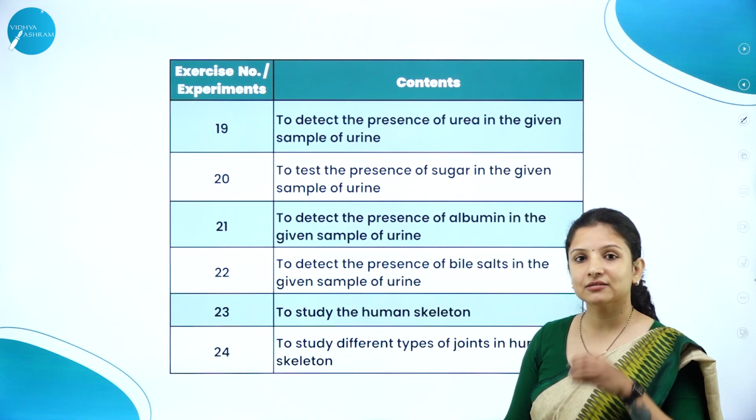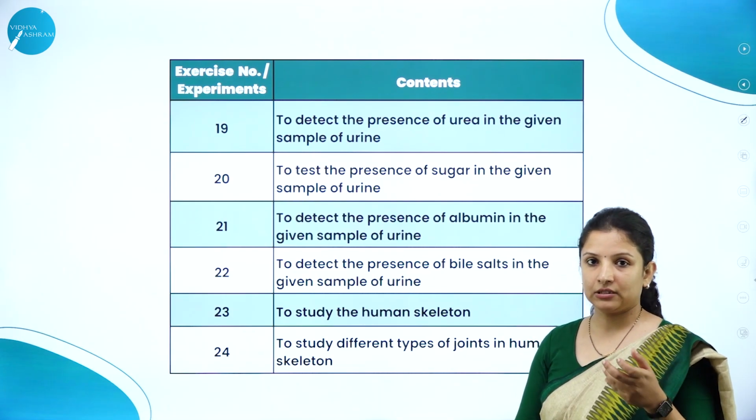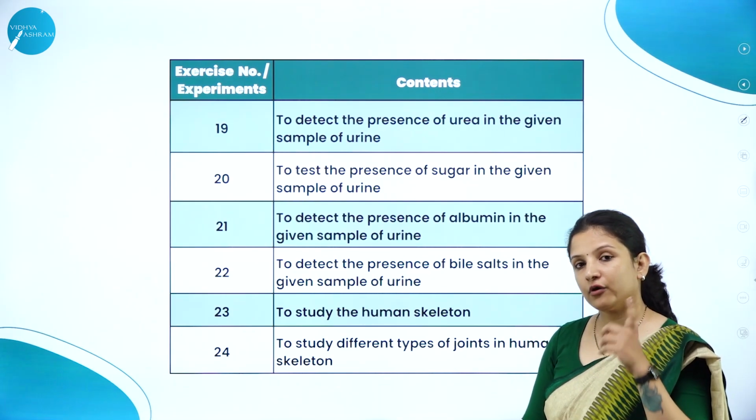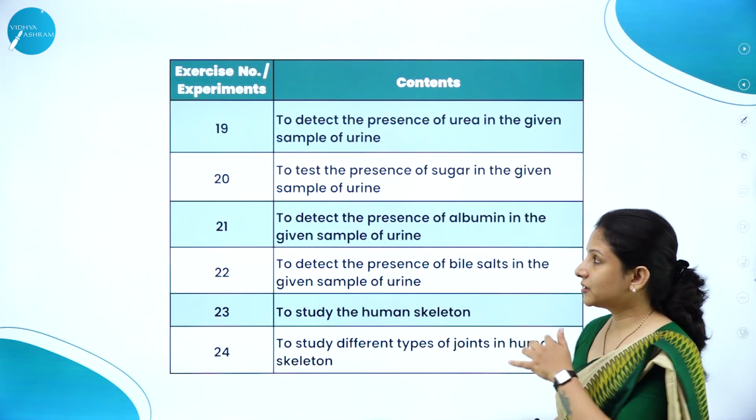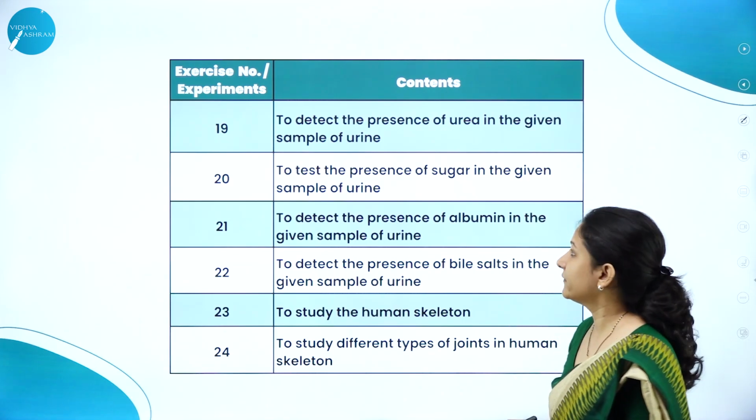So salivary amylase is nothing but produced in the salivary glands. So that is very much needed for the breakdown of carbohydrates whenever we are eating food. So about that, you will have some experiments related to salivary amylase.